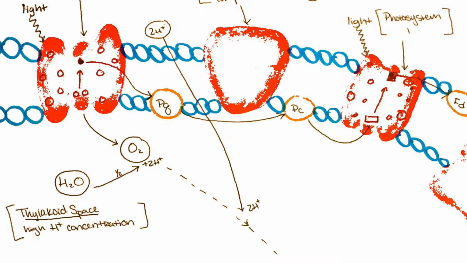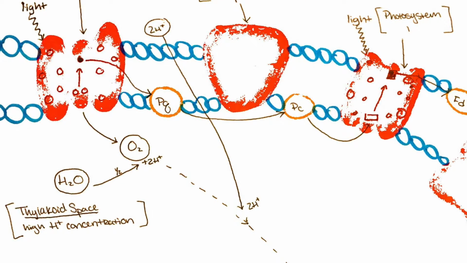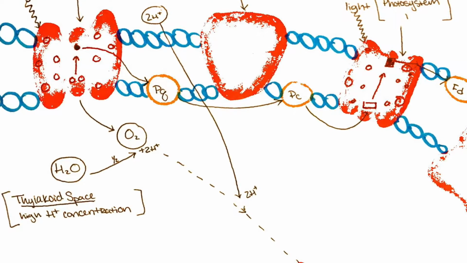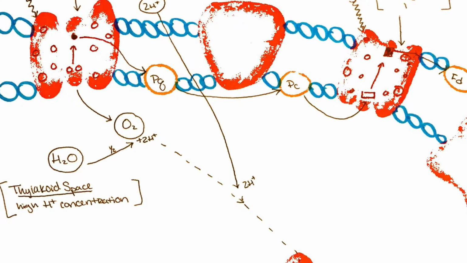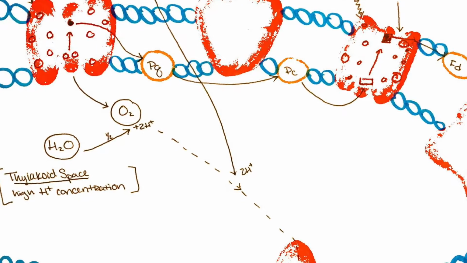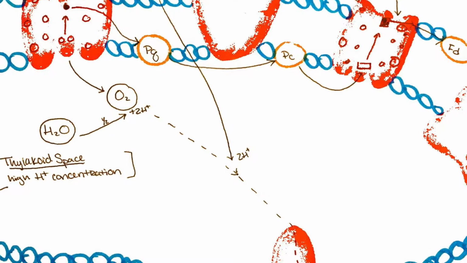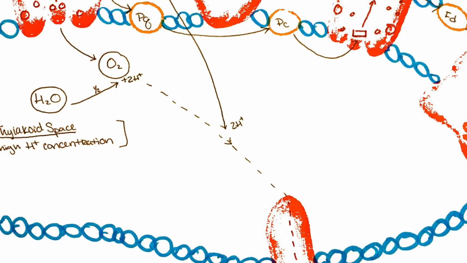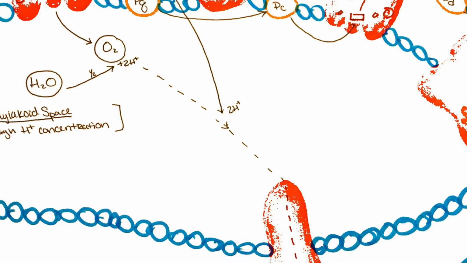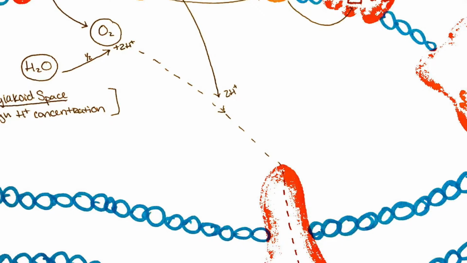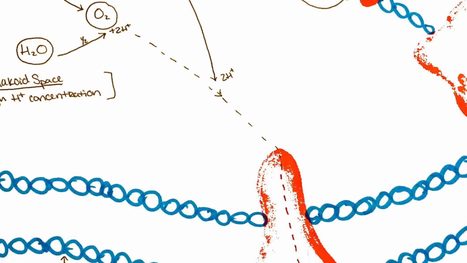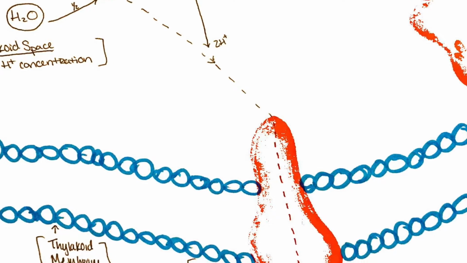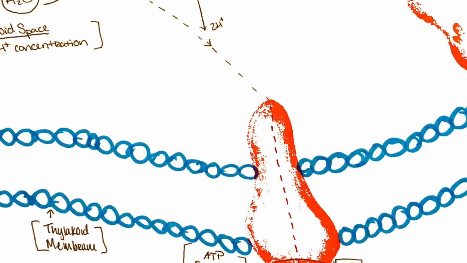The formula for photolysis is 2H2O, which turns into 4H plus 4e minus plus O2. Basically, it is the splitting of water molecules into oxygen, hydrogen ions, and electrons in the presence of light. Light causes the loss of electrons from the reaction center of photosystem 2, which then acts as an oxidizing agent to trigger the reaction.